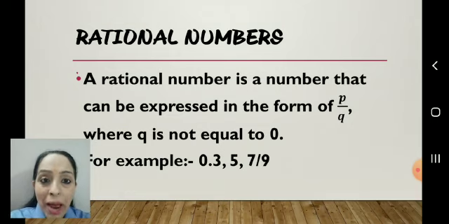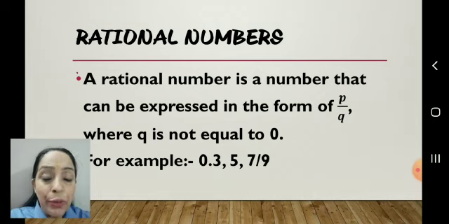The main chapter name is rational numbers. What is that? A rational number is a number that can be expressed in the form of P upon Q, where Q is not equal to 0. Q is the denominator and P is the numerator. In P, we can write 0. But in Q, if we write 0 in the denominator, it cannot be a rational number.